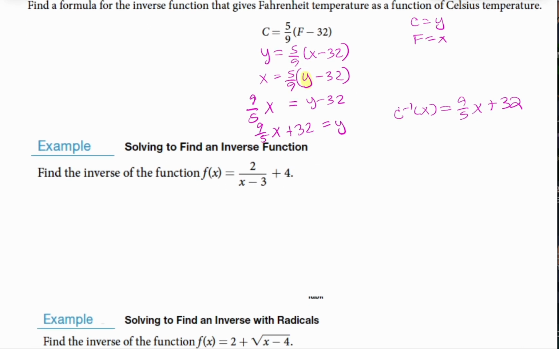So let's do the same thing for the next example. So I'm going to make it y notation. I'm going to flip-flop the x's and the y's. And I want to solve for this y here. Now that y is in a fraction. So what we're going to do is get that fraction by itself. Let's subtract 4 from both sides.